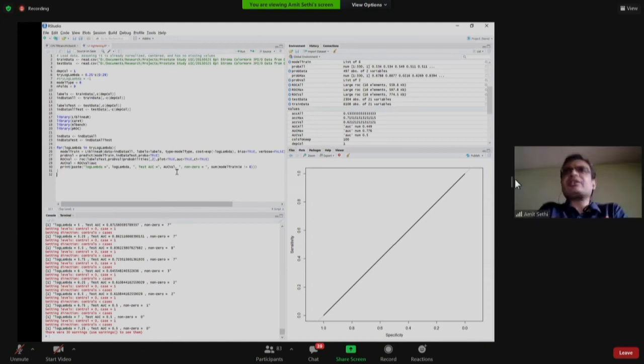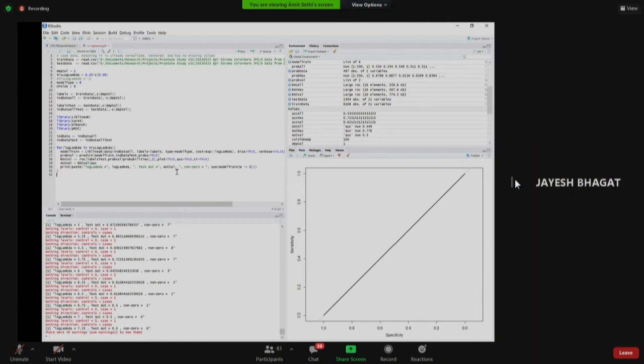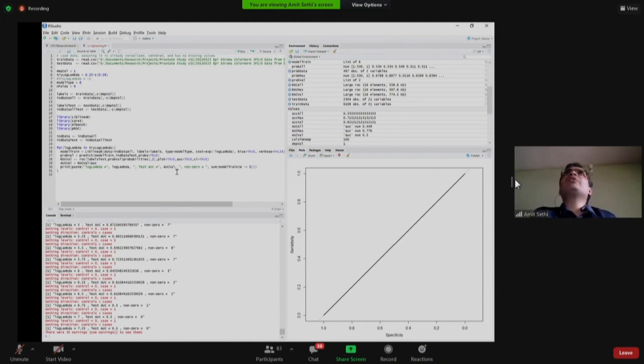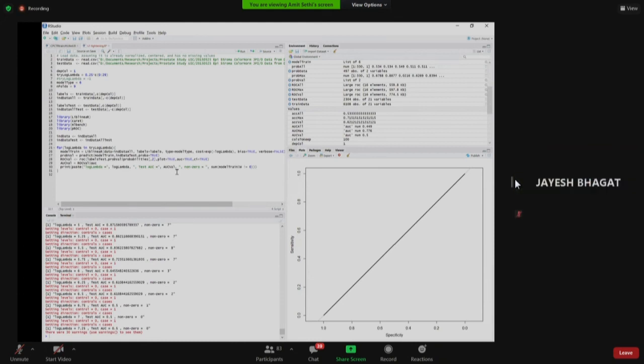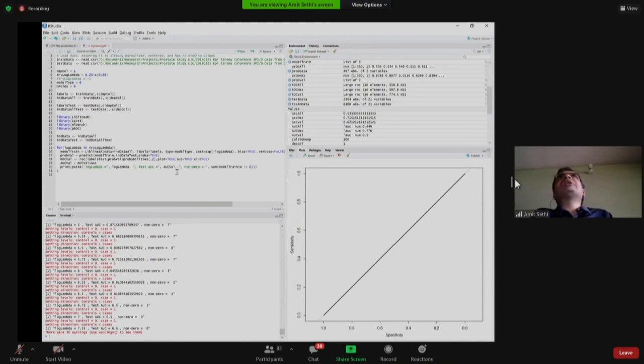So precision and recall are quite related to sensitivity and specificity. This area under the curve basically looks at both of these together for different threshold values. So if you just look at precision and recall, then you will have to look at precision and recall for different threshold values, right?